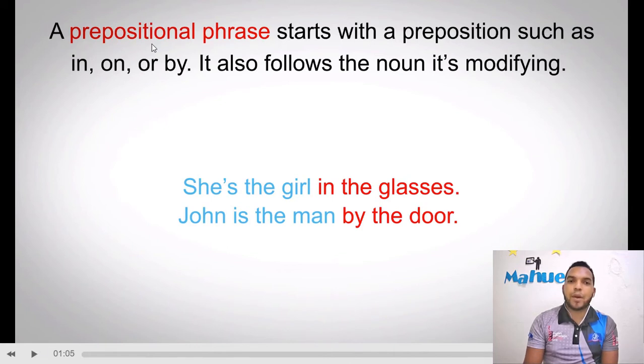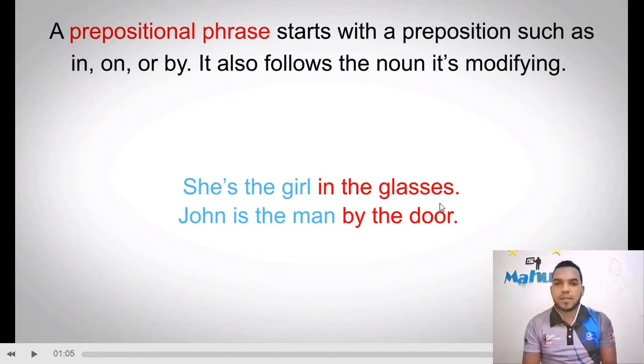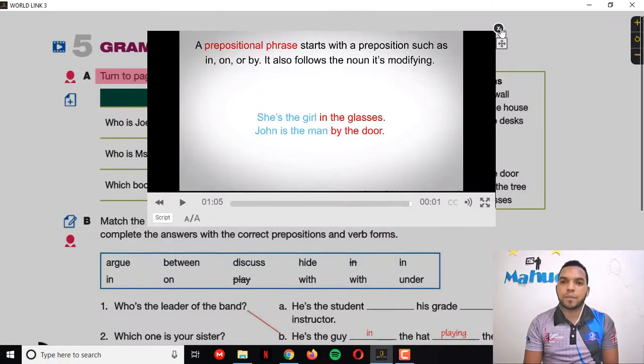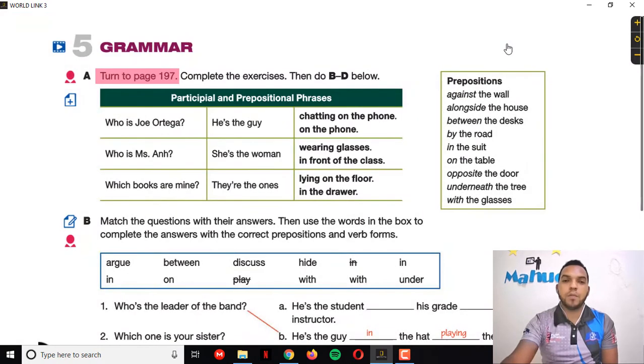All right, so a prepositional phrase, like they say, is the one that starts with a preposition such as in, on, by, etc. There are plenty of them that I will show you later. So she's the girl in the glasses. So you're going to look and see who's the person with the glasses. John is the man by the door. Okay, the one who's near the door. And actually, this is the video.